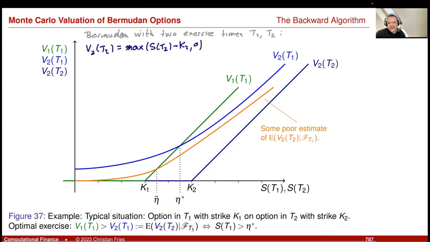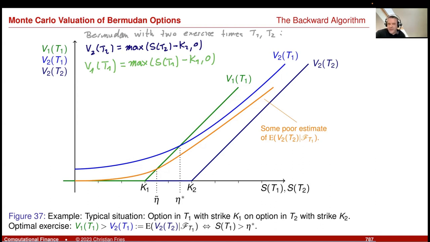So on my horizontal axis, actually, it's an overlay of two pictures. So we have this option to receive this guy, or I can decide to receive in T1 the maximum of the stock that I observe in time T1 minus K1. So maybe a different strike, and zero. So this is now the payoff of this option here. So this is my V1 in T1. Yeah, it's a function of the stock observed in T1.